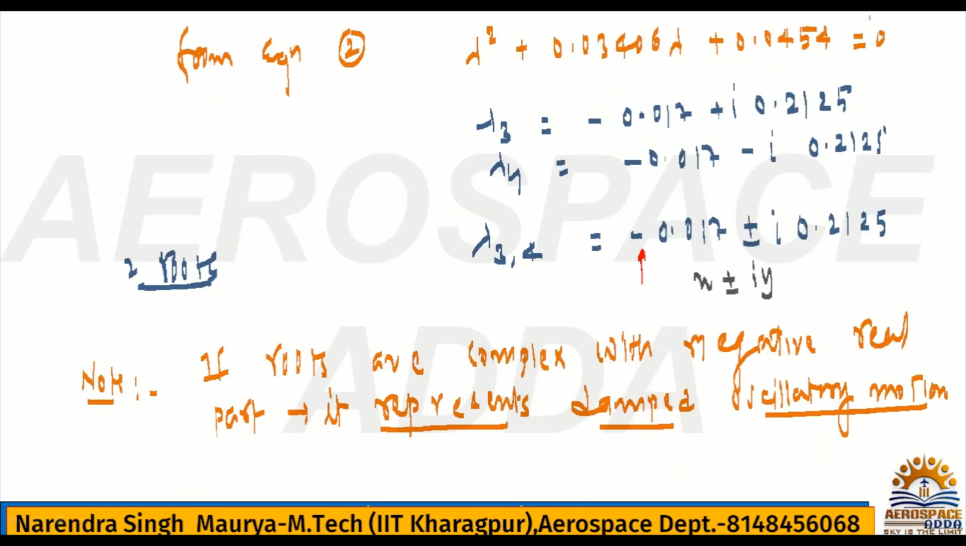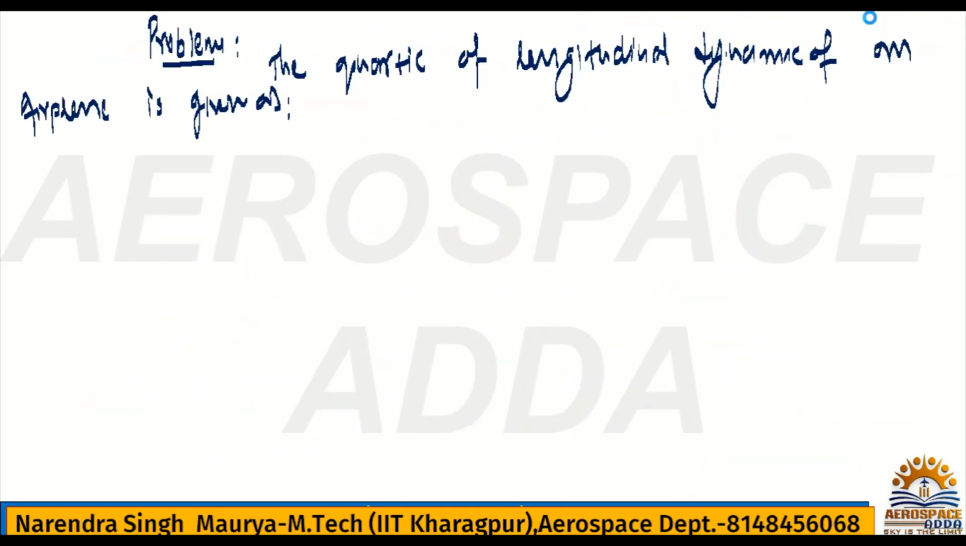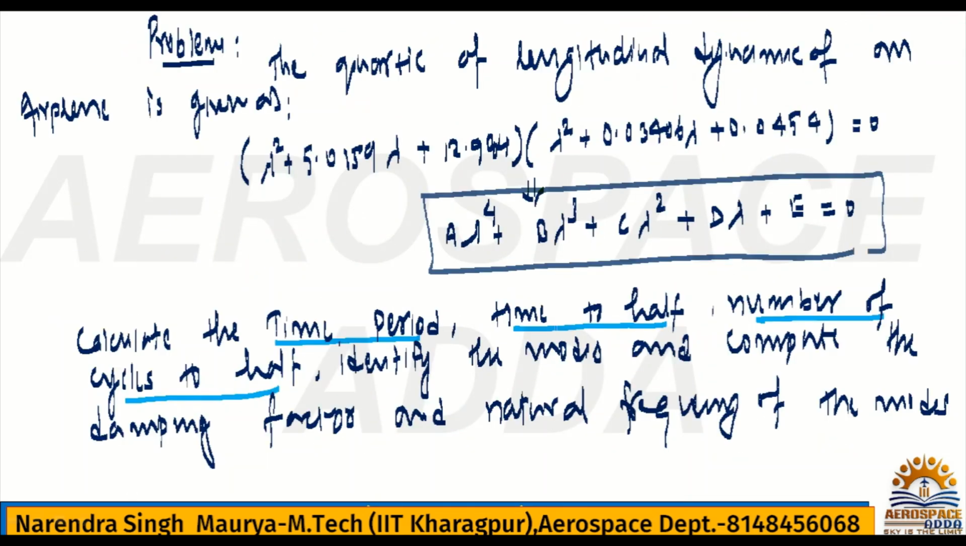Here it is said what value they are asking for. They are asking to calculate time period, time to half, number of cycles to half, and identify the modes. So the modes we have identified are short period oscillation and long period oscillation. Now we are going to compute the damping factor, or damping ratio, and natural frequency of the modes. Both we are going to find out.